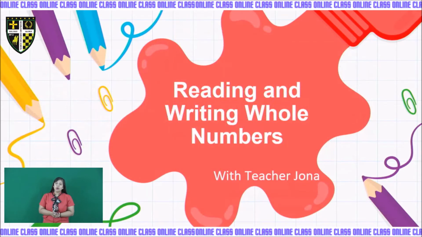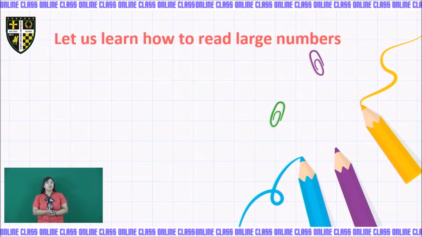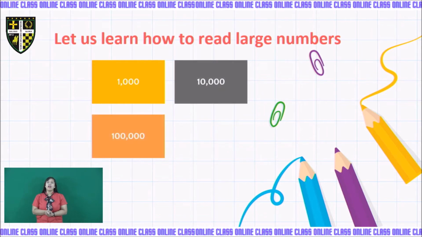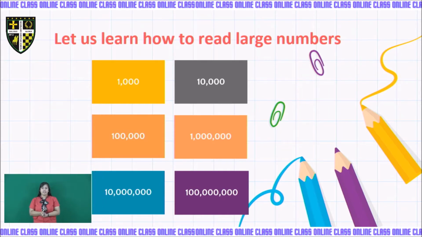Amen. So, our lesson for today, kids, is all about reading and writing whole numbers. So first, let us learn how to read large numbers. So we have 1,000, 10,000, 100,000, 1,000,000, 10,000,000, and 100,000,000. As you can see, kids, they are all large numbers. Now we will learn how to read and write them in words.